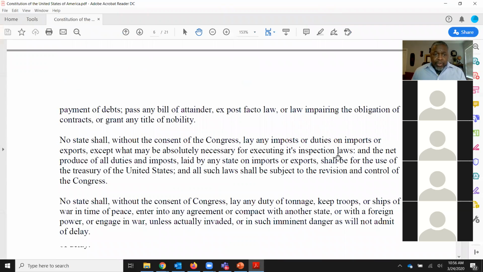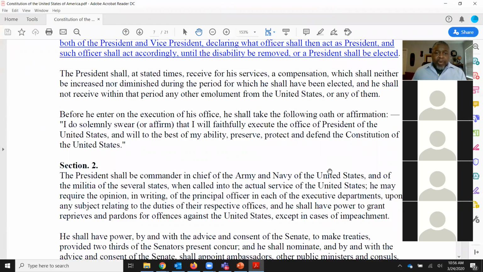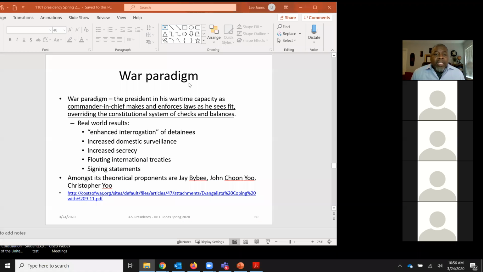Let's go to Article 2 of your U.S. Constitution. Article 2, Section 2 is where you find the powers of the president. And here you see that the president of the United States is the commander-in-chief of the Army and the Navy. He's the commander-in-chief. That means he's in charge of the military. Well, the president says during his wartime capacity as commander-in-chief, that means that he has the power.